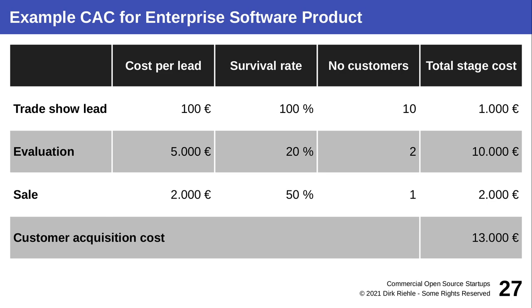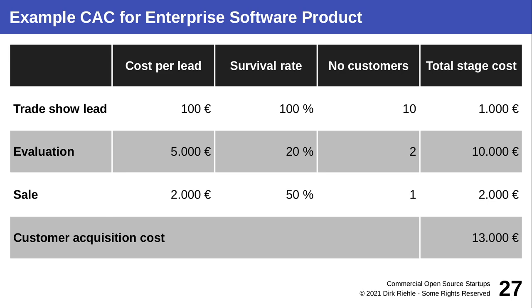So that's 10,000 euro then. But you only have two remaining of the 10, 8 dropped out during the evaluation. And then you actually have the sales negotiation, and for one customer it's too much, and for the other it's not. And so you have one buying customer. That's how you often calculate it backwards. You start with one customer at the end.